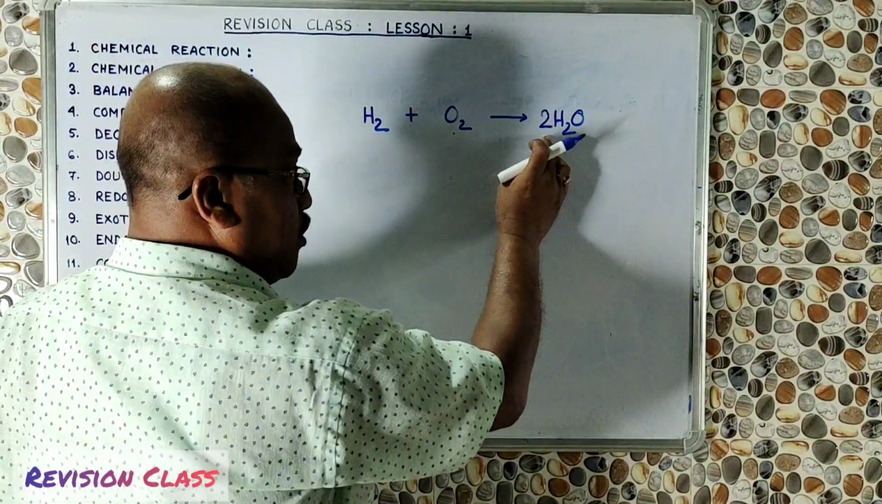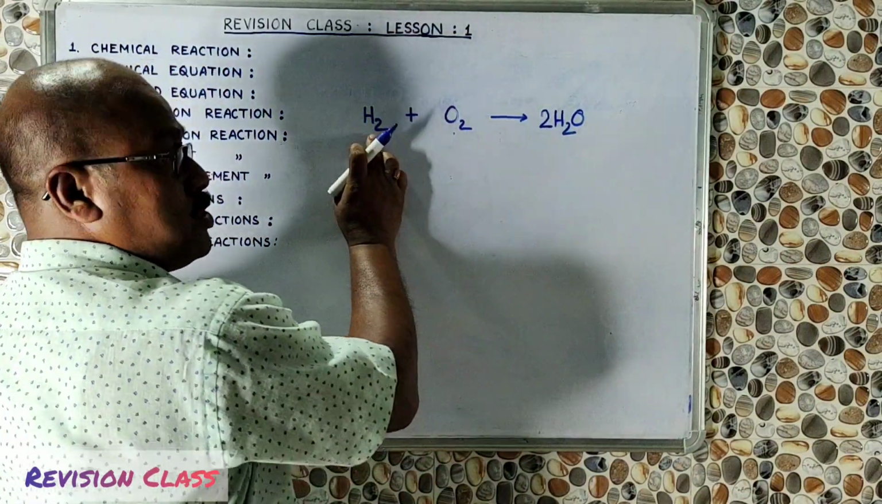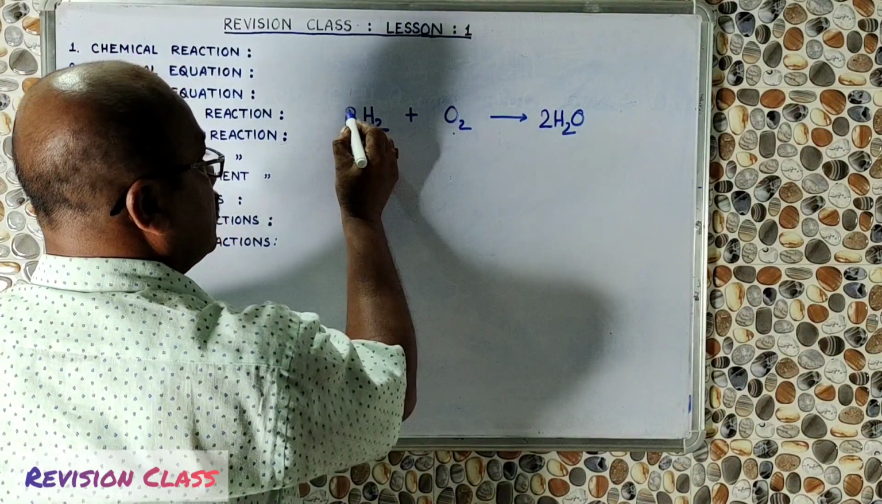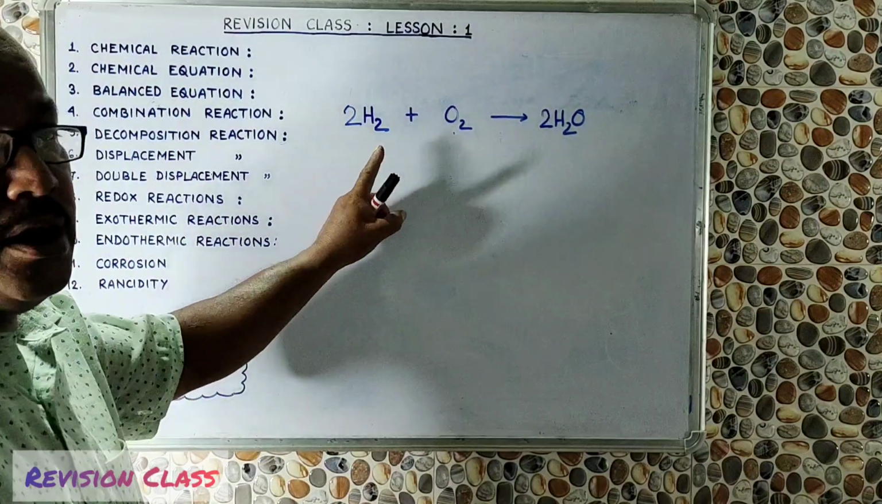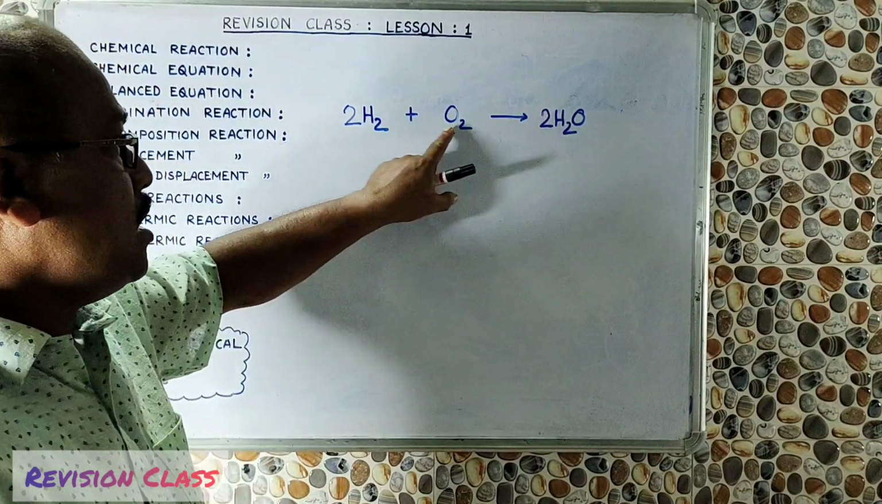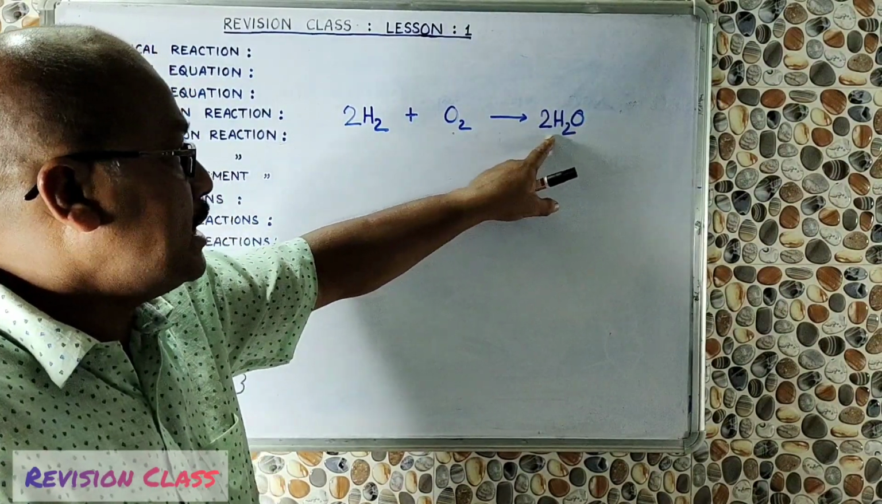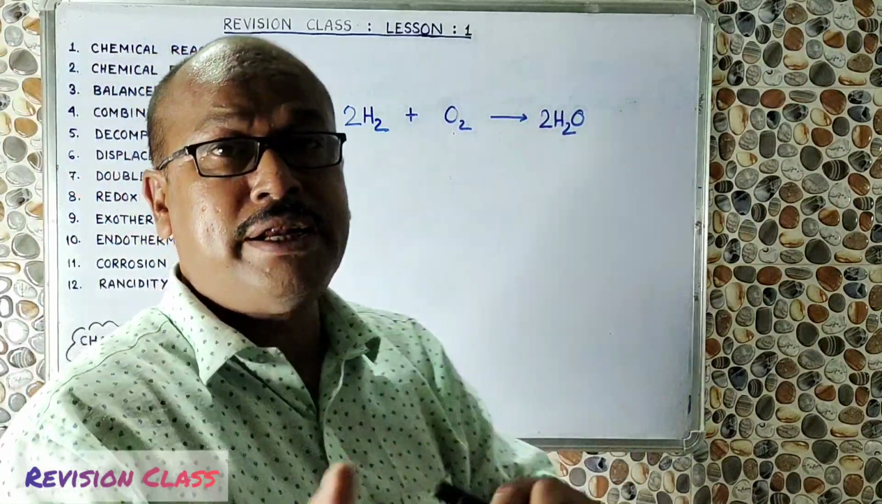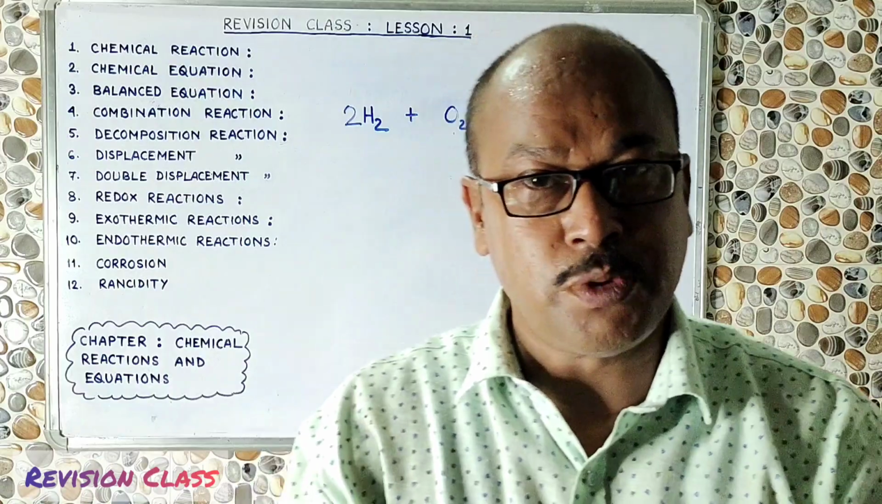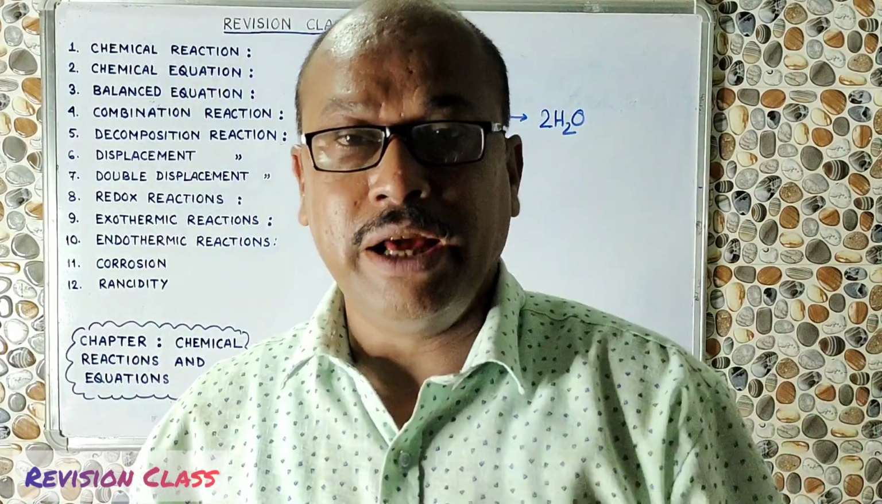But if we count the number of hydrogen, there are 4, but there is 2. So the problem again starts with hydrogen. To remove the problem, we will give another 2 here. Now if we see how many hydrogens, total 4, and there are also 4 hydrogens, oxygen 2, and there is also oxygen 2. So this is how we have made the number of atoms on both sides of the chemical equation equal, and this process is called balancing a chemical equation.